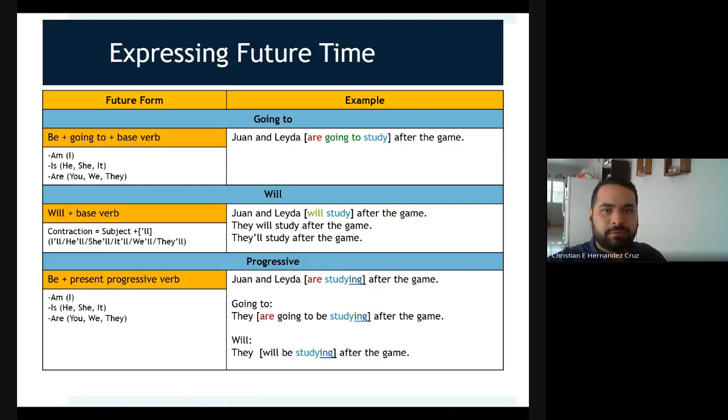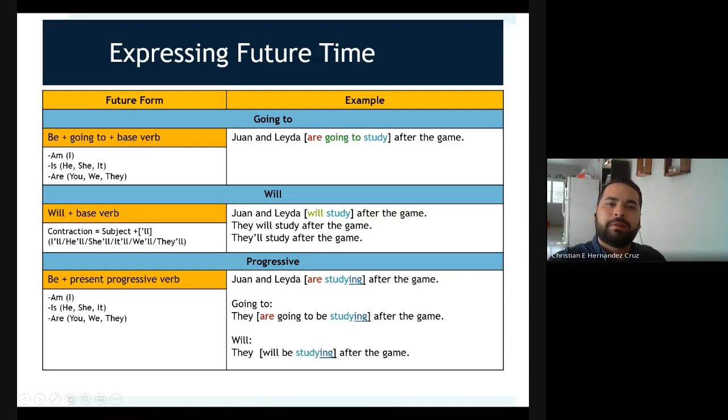Okay, so how do we express future time? Well, we have five different ways of expressing future tense. And don't worry about it. That's not difficult. Future is actually kind of surprisingly easy.